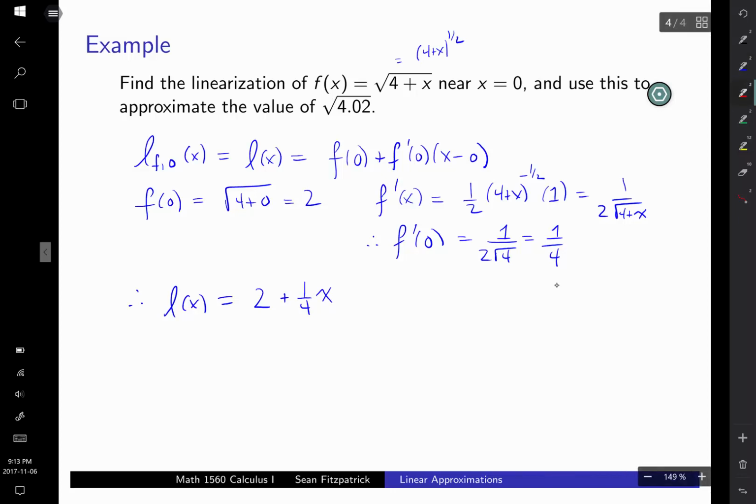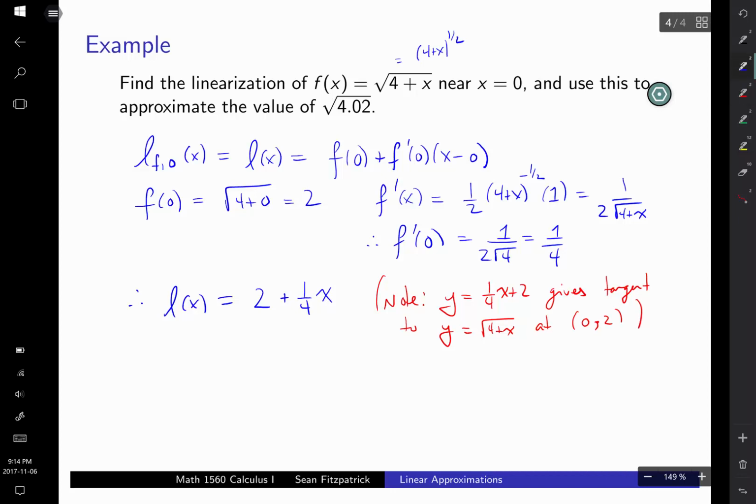And again, just as a reminder, note that y equals 1/4 x plus 2 gives the tangent line to the equation y equals square root of 4 plus x at the point x equals 0, y equals 2. Okay, so keep that in mind.